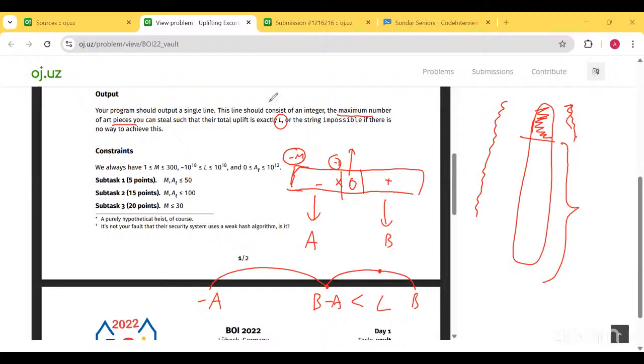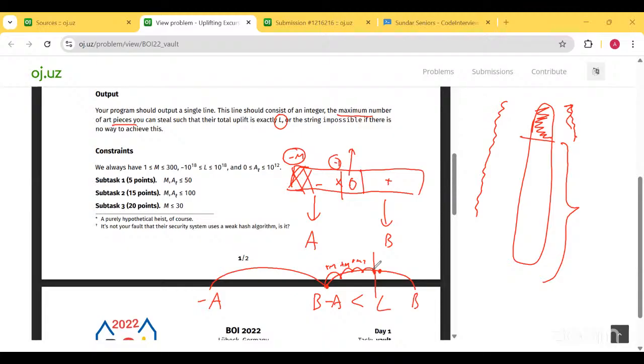So we can just greedily remove from -m and minus m plus 1 and so on, as long as it is still less than L. So we will add plus m like that and then plus m minus 1 and so on until, if we add that value, the value will be larger than L. So it means just stop at that point.